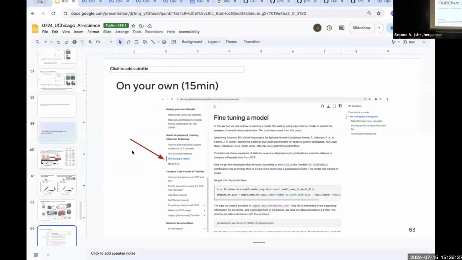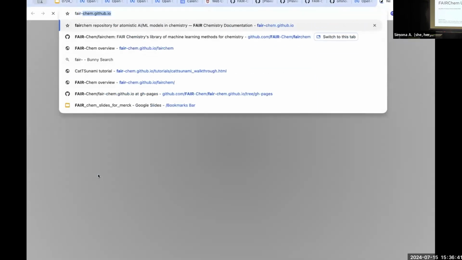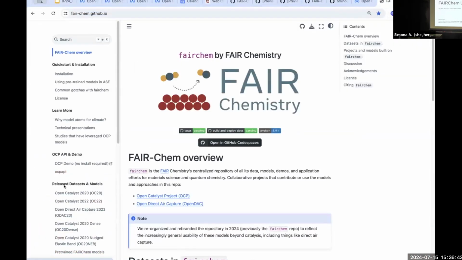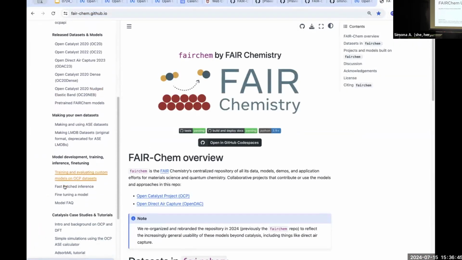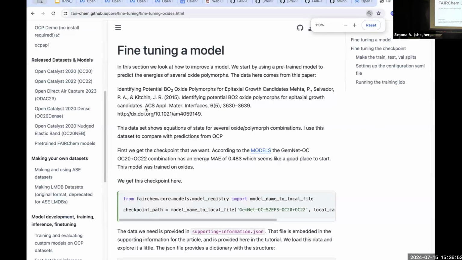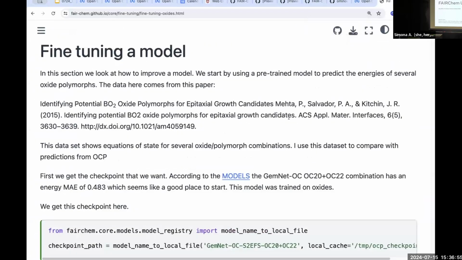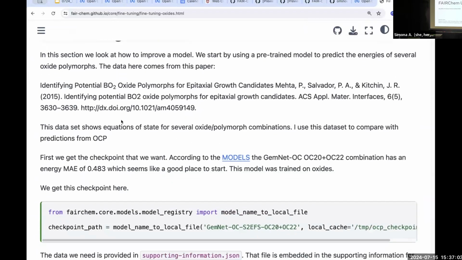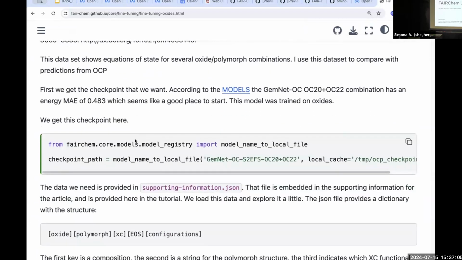So I'm going to walk through one of these examples. This is fine-tuning a model. This was an example from John Kitchin, who I mentioned earlier. He wrote a paper on these oxide polymorphs several years ago, back in 2015. He collected some data, and he was doing the right thing: he posted all the data online in a way that was easy to use.